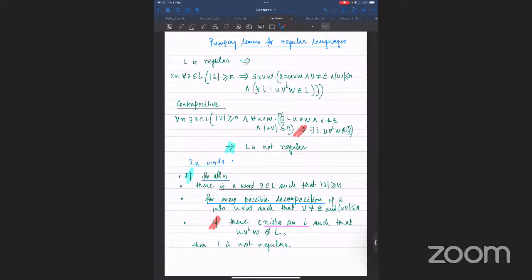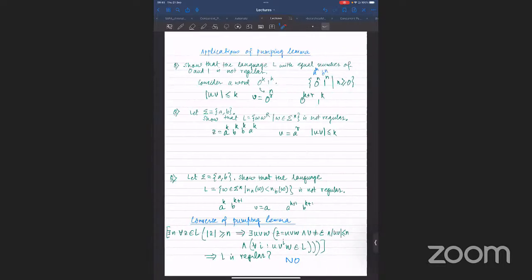So in whatever way you decompose z, you can find an integer i such that you can pump v i times and the resultant string is not in L. Clear? And whatever n you choose, you can still find a string z in the language L, so that, again, in whatever way you decompose z into uvw, there exists some number i so that you can pump v i times and the resultant string is not in L. Clear? So this is what we saw.